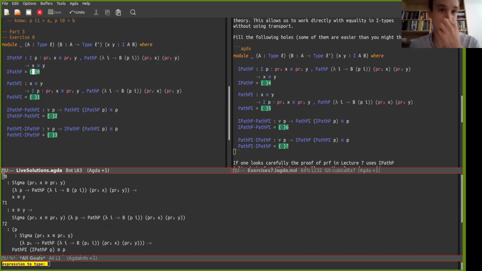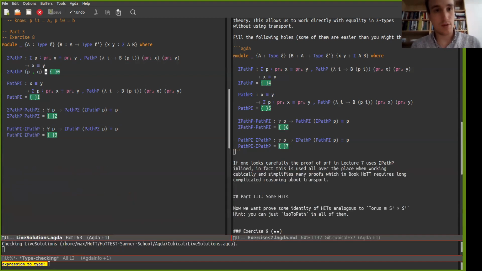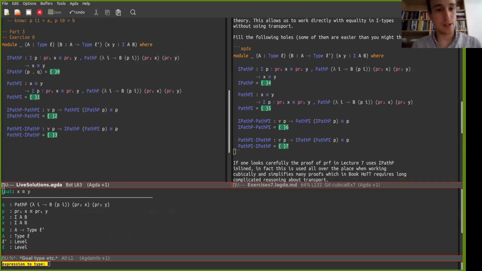I don't know if Anders mentioned that, but this is a big part of why it's nice to work in Cubical Agda, because maybe you've seen the characterization where you have a transport along this P of the second projection, and then you get a path to the second projection. This is much more annoying to work with. Okay, so let's prove this. We give ourselves two things, a P and a dependent path. Let's call it Q. And we have to give ourselves something in x equals y.